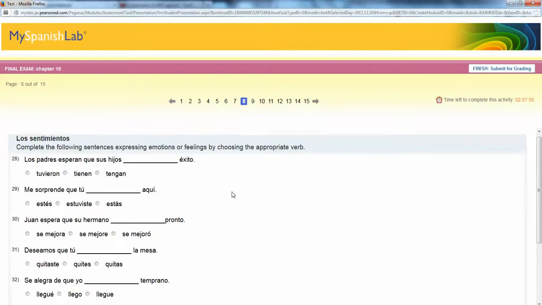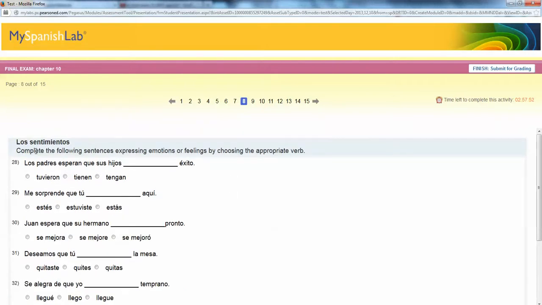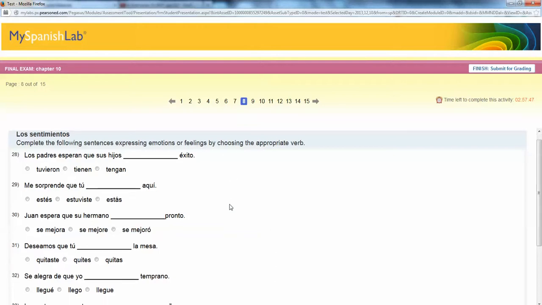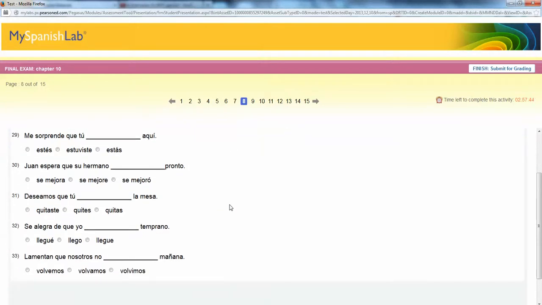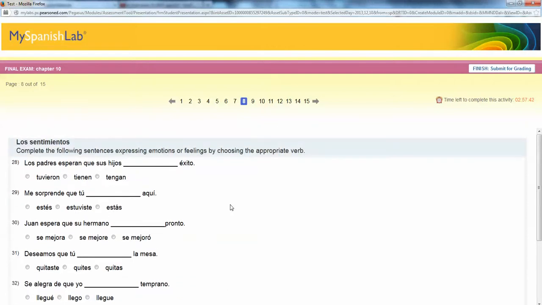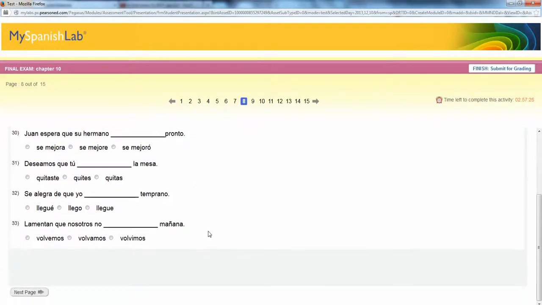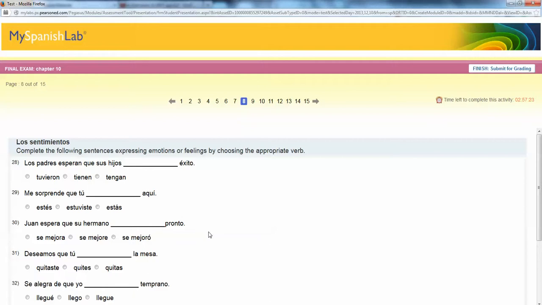You also had subjunctive, so here we start with subjunctive. Complete the following sentence expressing emotions or feelings by choosing the appropriate verb. So make sure you've got verbs that are conjugated in the subjunctive and the present tense, and it looks like some in the past tense as well. In order to decide whether or not you need the subjunctive, you just need to make sure that it's one of those expressions that would take subjunctive, and we studied quite a few of them. So make sure you go back and look over your subjunctive notes before completing this.